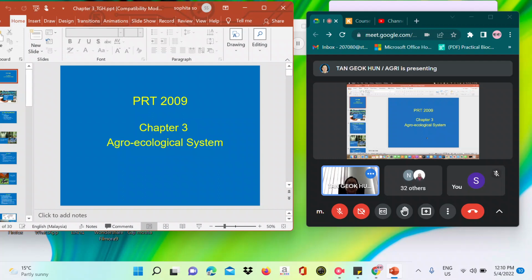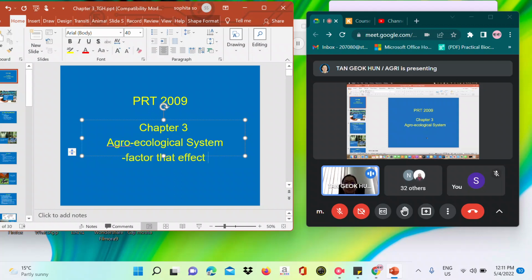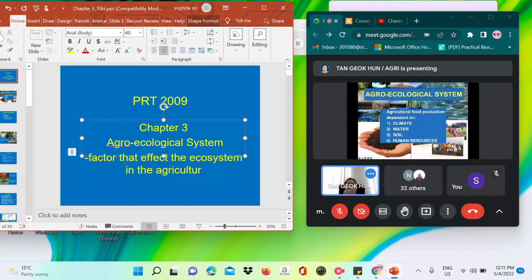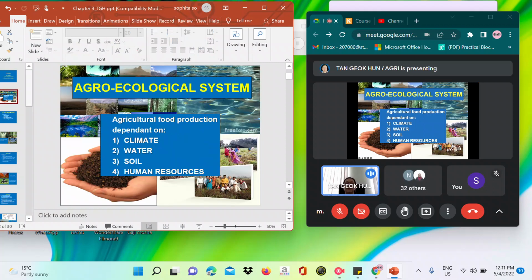So today we will look at some factors which affect the ecosystem in the agricultural environment. As we know, when we start agricultural activities, many factors affect it, for example the weather and so on. These are the 4 elements of the agroecological system which affect food production. The first one is climate.